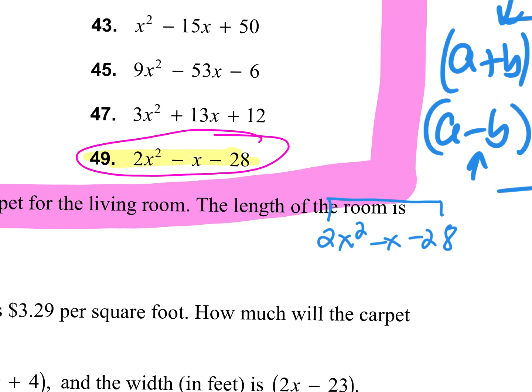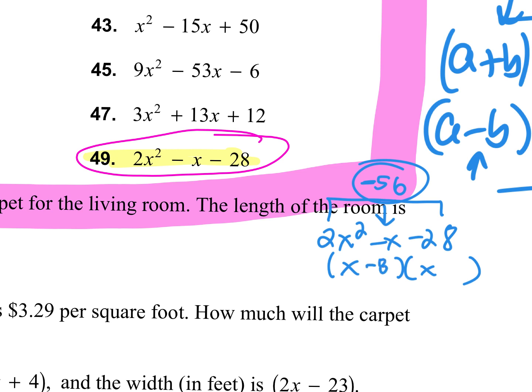Anybody? Okay, negative 56. So I need factors of negative 56 that multiply to give me negative 56, but add to give me a negative 1. What would that be? What's going to give me 56? 1 and 56, 2 and 28. Negative 8, positive 7. Good.